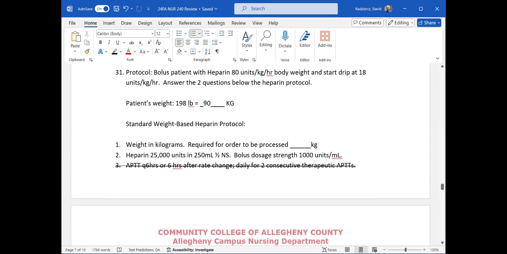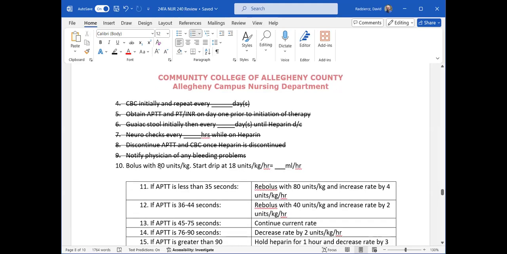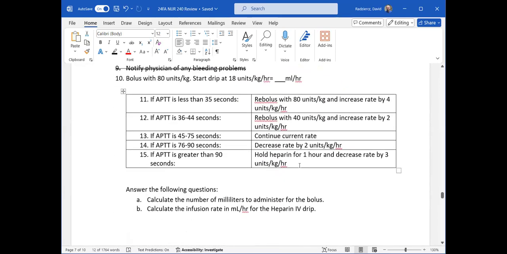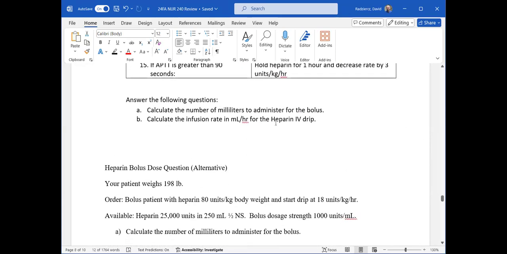We know that the patient's weight is 90 kilograms. We know that we're supposed to start a bolus at 80 units per kilogram and then start an infusion at 18 units per kilogram. And we have the following available to us: 25,000 units in 250 milliliters half normal saline, and a bolus dose of 1,000 units per milliliter. We need that information in order to solve for the questions listed below. So let's calculate the initial bolus.